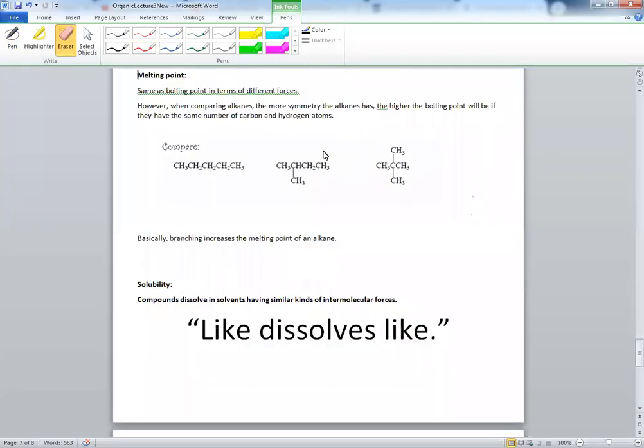Melting points also involve heat, energy, so they will follow the same boiling point trends. In terms of the different forces, that means hydrogen bonding is the strongest, followed by dipole-dipole. And then, of course, the weakest would be the van der Waals.